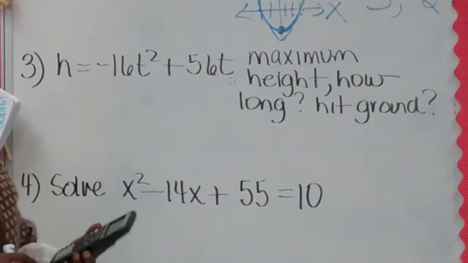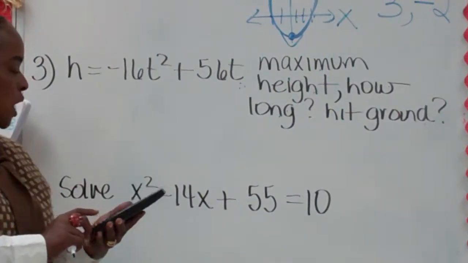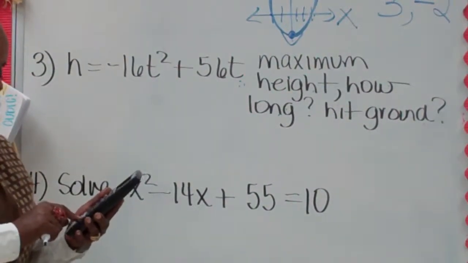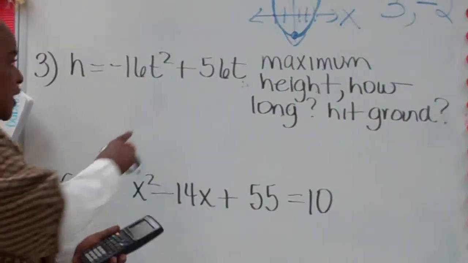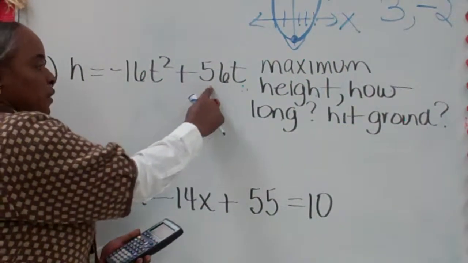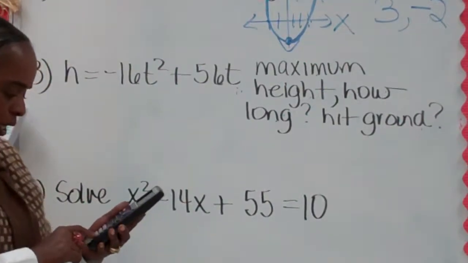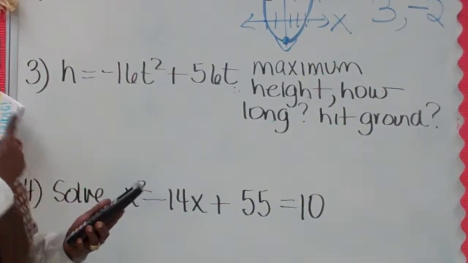So I'm going to put this in on the graphing calculator. I'm going to hit y equals and type in negative 16x squared plus 56x. I'm going to hit graph.